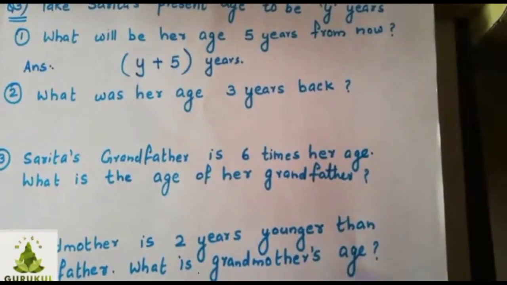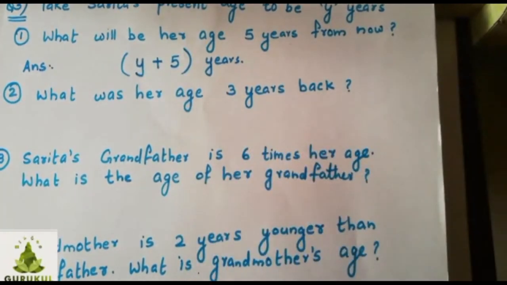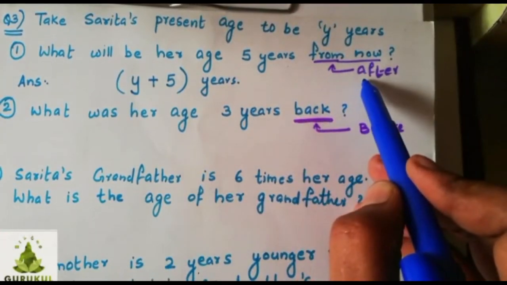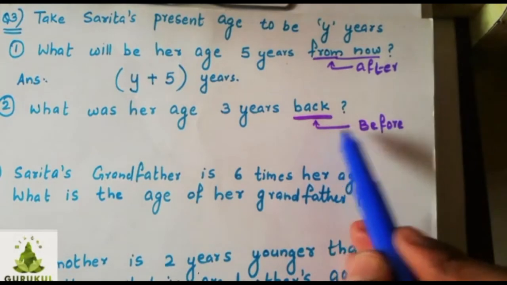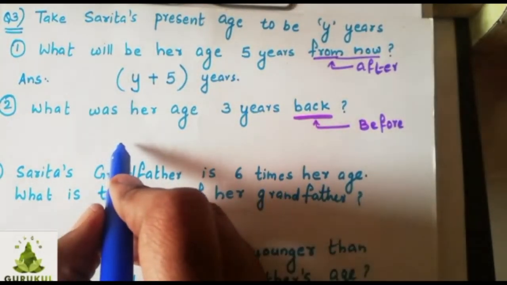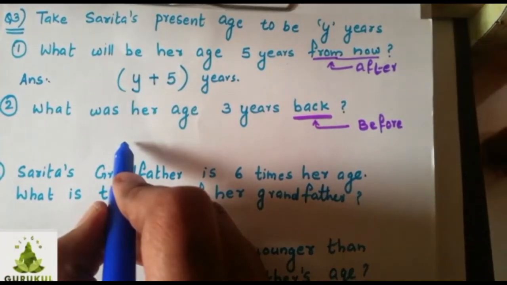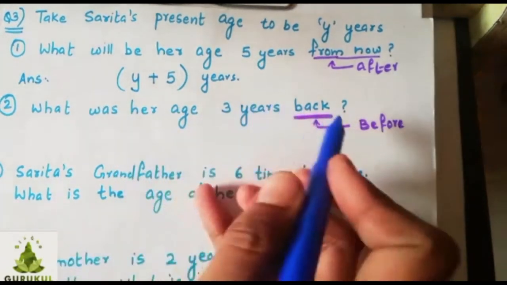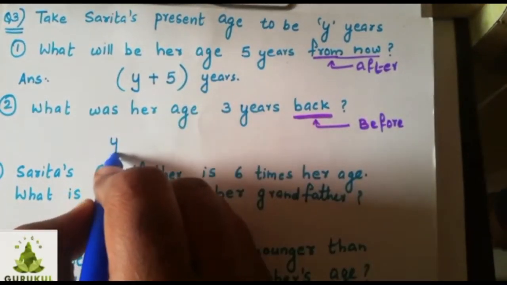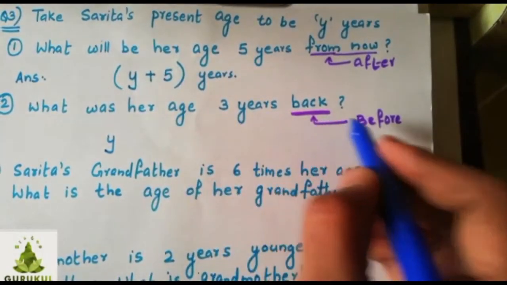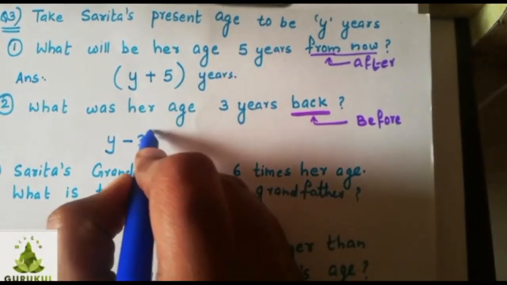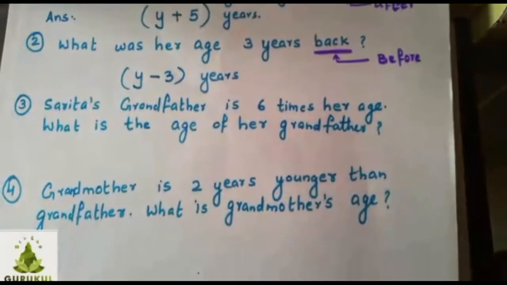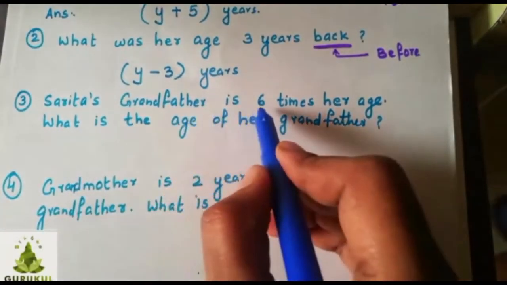Now, what was her age 3 years back? 3 years back means before 3 years. See, from now means after 5 years, and back means before. Now, suppose your age today is 10 years and I ask you how much your age was 3 years back. You will say minus 3, that is 7 years, 3 years before. In the same way, today Sarita is y years old. Her age 3 years before or back means y minus 3. She was y minus 3 years old 3 years back.